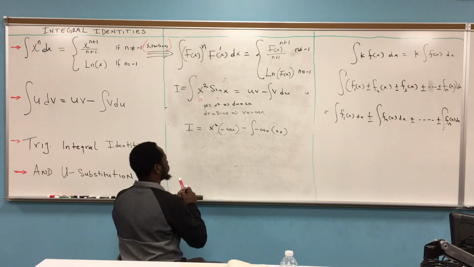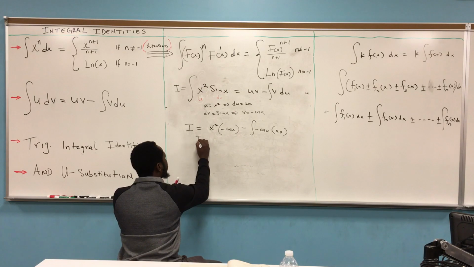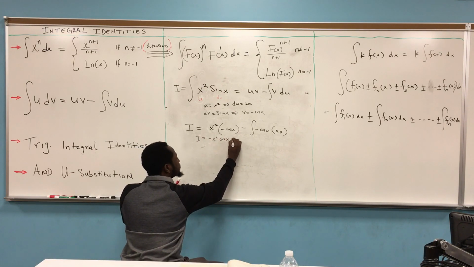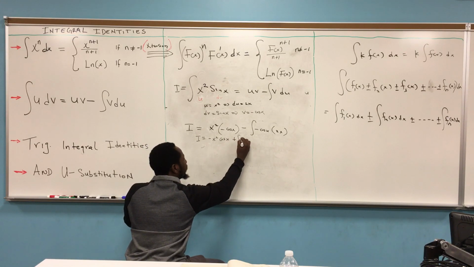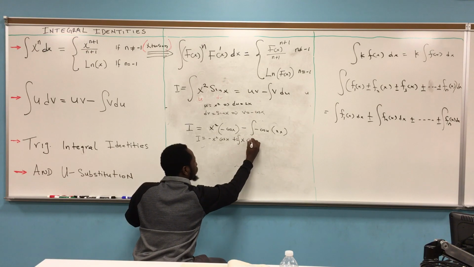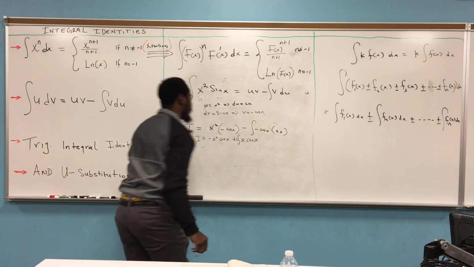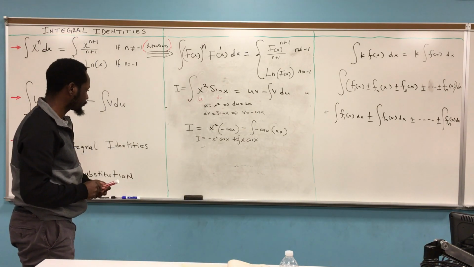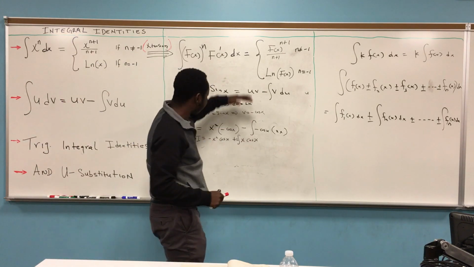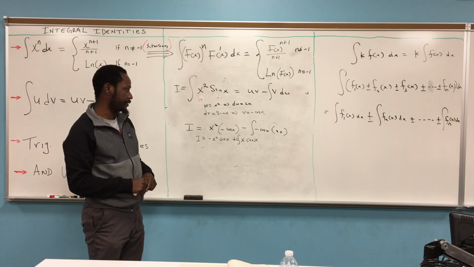This I can update and have I is equal to minus x squared cosine x plus integral, I can bring the 2 out, right? X cosine x. Minus minus gave me positive, right? Now, I will do the same thing again.